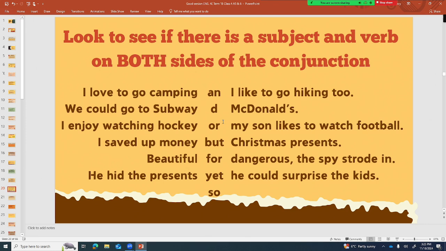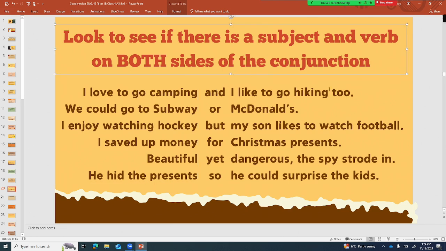So here I've got, oh, I can see something fell apart here. Hang on. There we go. I love to go camping and I like to go hiking too. All right. I is my subject and I've got a verb, love to go here. And on the other side of the conjunction, I is my subject and like to go is my verb. So this is a valid compound sentence.